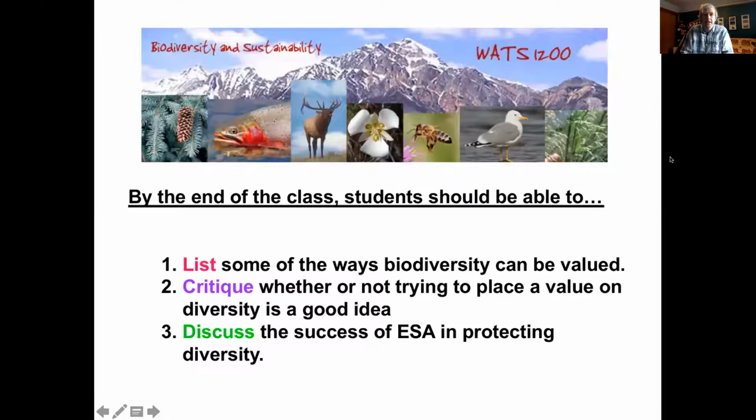Here we go. Okay, so by the end of this class, you should be able to: one, list some of the ways biodiversity can be valued; two, critique whether or not trying to place a value on diversity is a good idea at all; and three, discuss the success of the ESA, the Endangered Species Act, in protecting diversity.